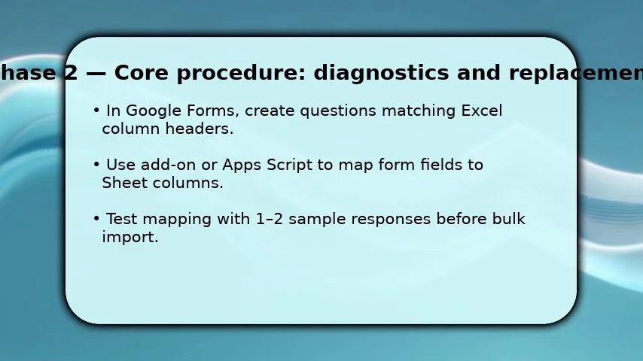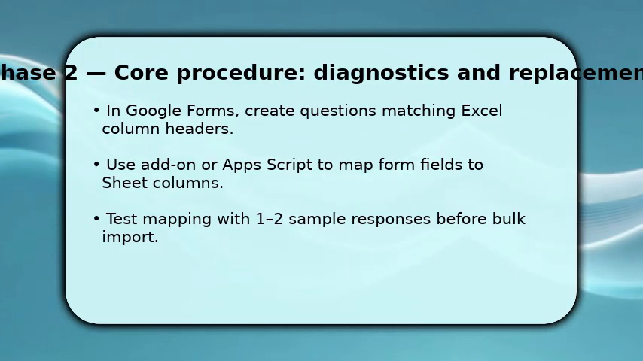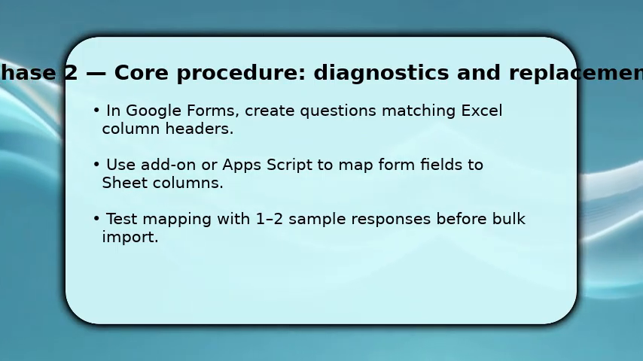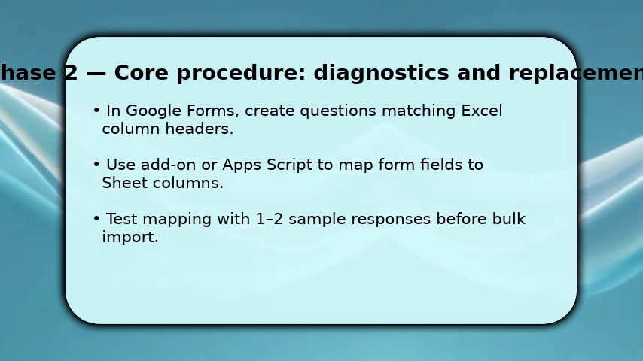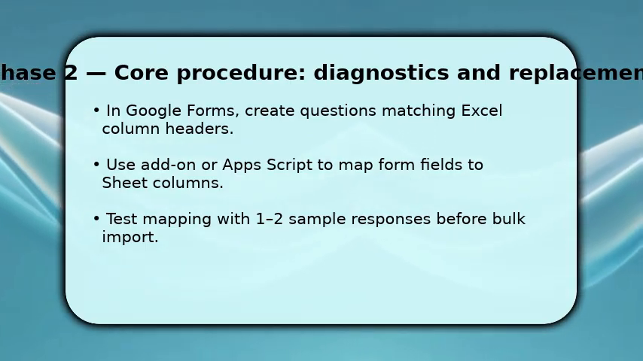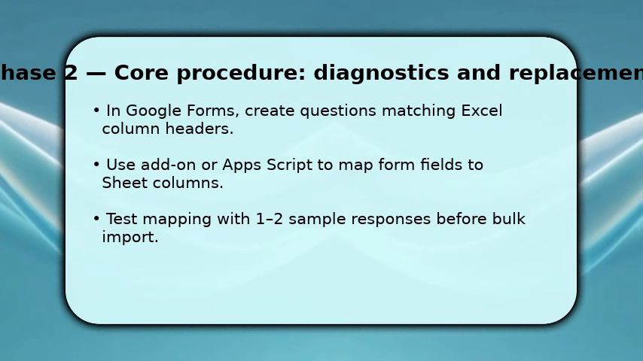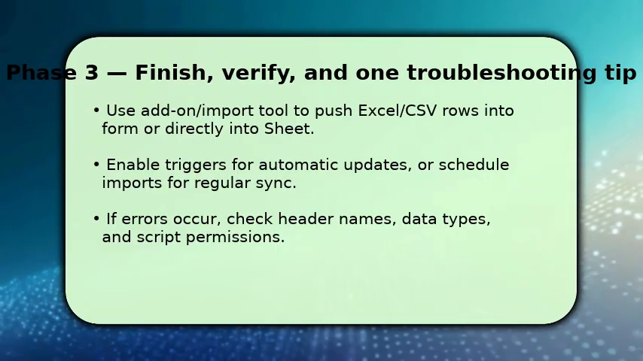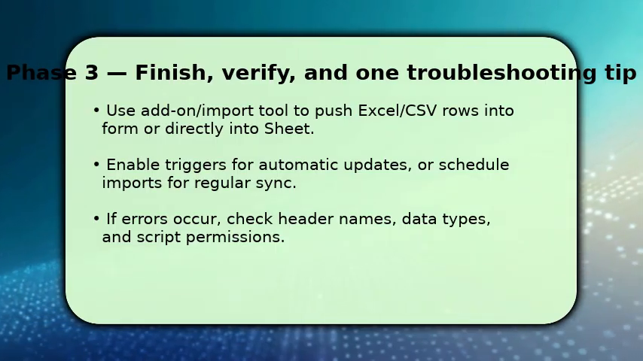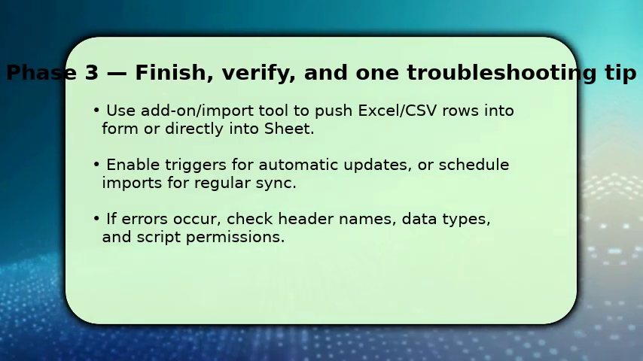Once mapped, submit 1 or 2 sample responses to confirm data lands in the right cells before moving on to import or automation. Finish by importing existing rows and activating automation. Use your add-on or the import tool to push Excel or CSV rows through the mapped form or directly into the Google Sheet. Make sure to choose Append versus Overwrite carefully.